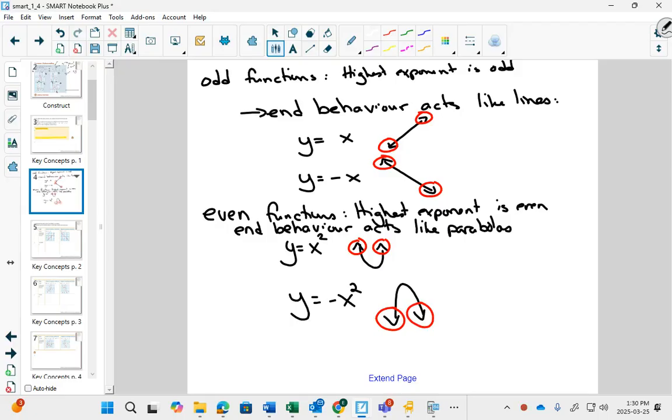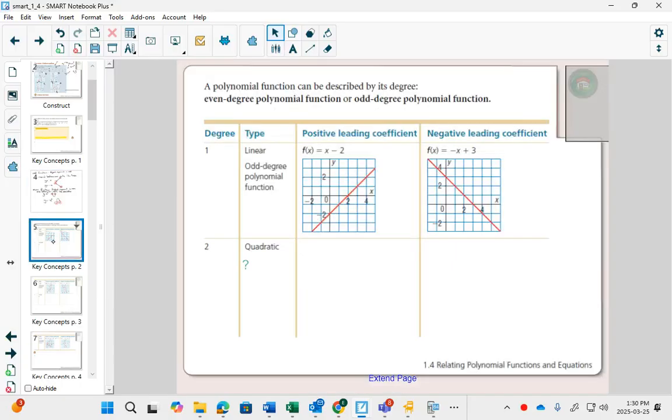So if we go through the listing that they have, this starts on page 39, they start off with a line. A line is an odd function, and it's going to act like a line. Surprisingly, lines act like lines. If you have a leading coefficient that's positive, your end behavior, just like a positive line, has a positive slope, ends there. And if it's a negative leading coefficient, it goes down like that.